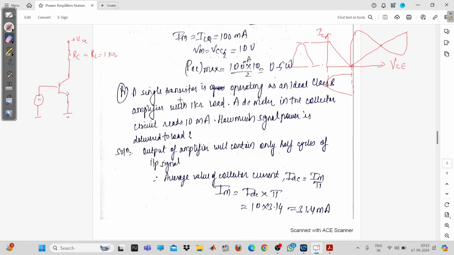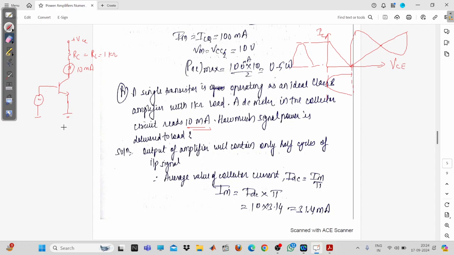Now, a single transistor is operating in an ideal class B amplifier with 1 kilo ohm load, and a DC meter in the collector circuit reads 10 milliampere. You can see that the ammeter is connected, and this ammeter is going to measure the 10 milliampere. DC meter means what? This meter is going to measure the average value, and the average value is given as 10 milliampere. Now, how much signal power is delivered to the load?